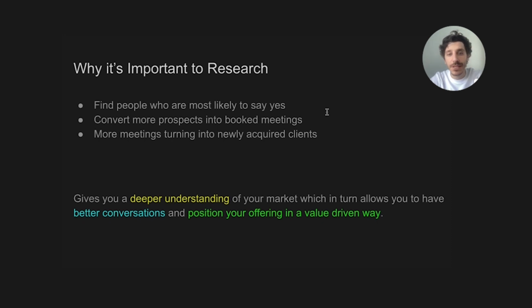Why it's important to research. One, it's going to help you find more people that are likely to say, hey, yes. Good research is not just finding a vast amount of data, it's finding the right type of data. So it's the right types of people, the people who are going to be in need of what your service or offering is. Two, convert more prospects into booked meetings. By nature, if you're reaching out to people who you're more likely to add value to, the more people you're going to get coming back saying yes, if you reach out in the right way. Three, more meetings turning into newly acquired clients.